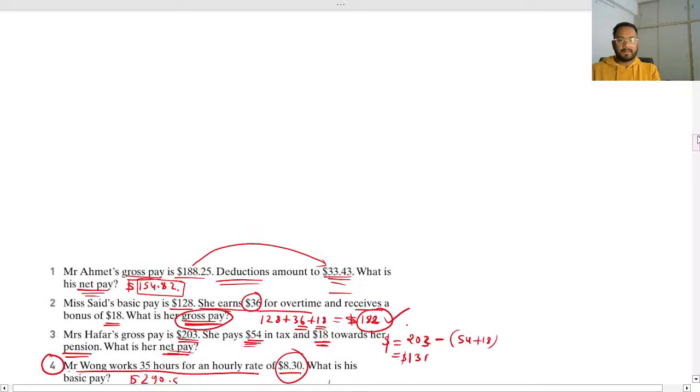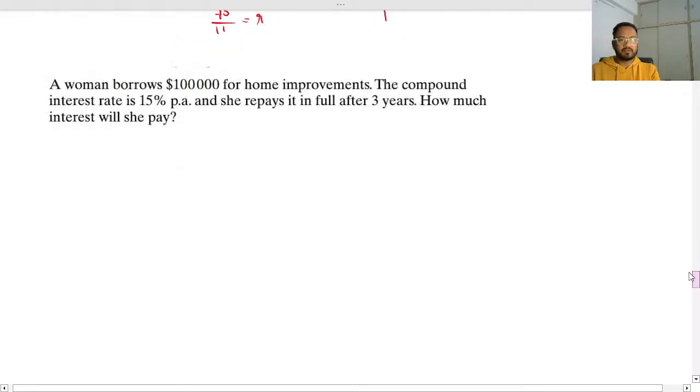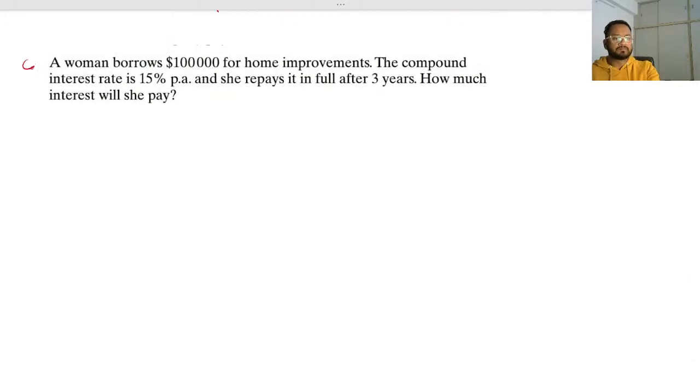So let's start the question now. Here are the questions for you. A woman borrows 1 lakh for home improvement.